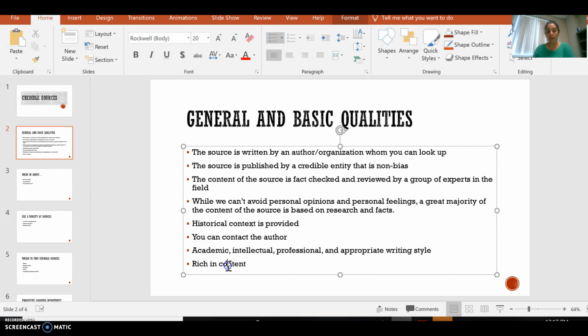And you also want to look for information that is rich in content. If you find a website and there's only a short paragraph written about your topic, that's going to be a different learning experience than if you find a journal article that's 4 or 5 pages long, where the author has delved deeper into the topic. So the quality and the quantity of content is also something you can judge when you are choosing your sources.